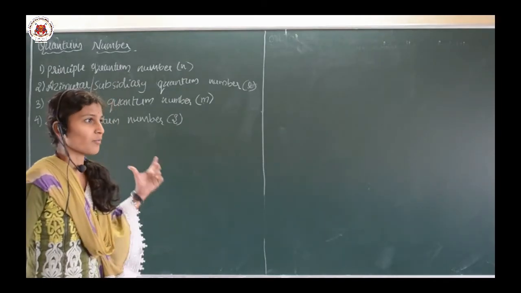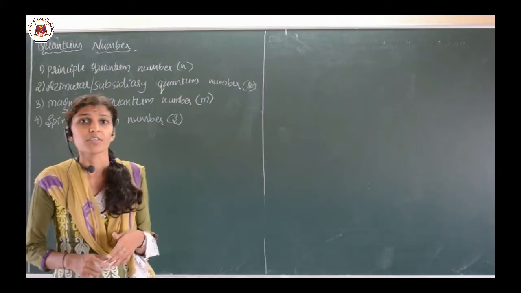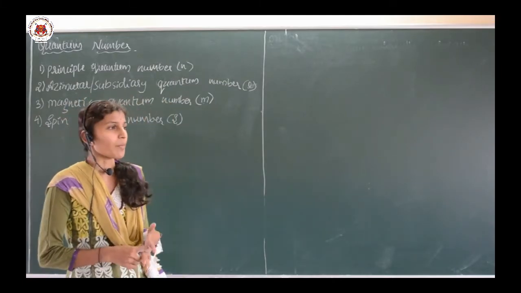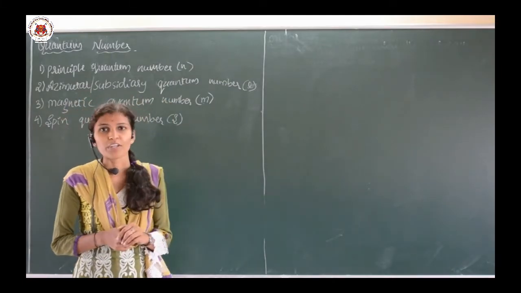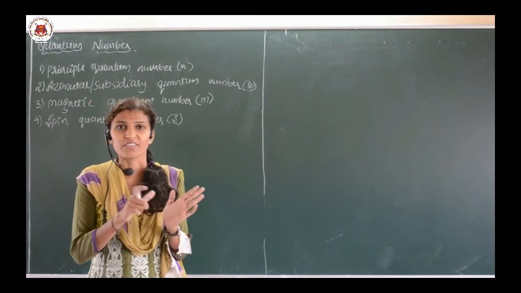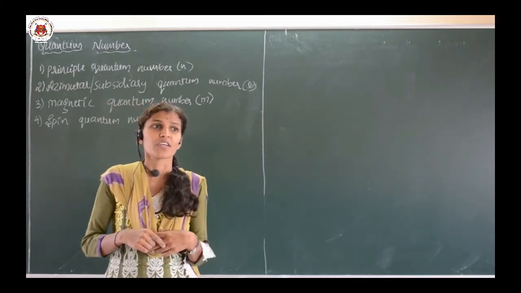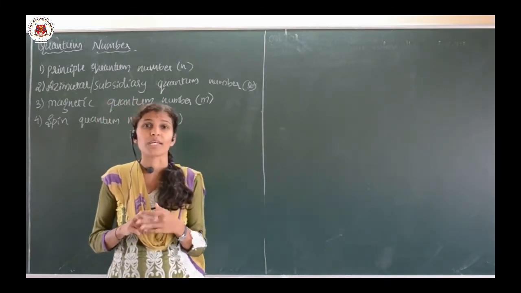Let us come to the concept of quantum number. See here, quantum number is a very important concept. Quantum number means an electron of an atom is characterized by a set of 4 numbers. Those are called quantum numbers.